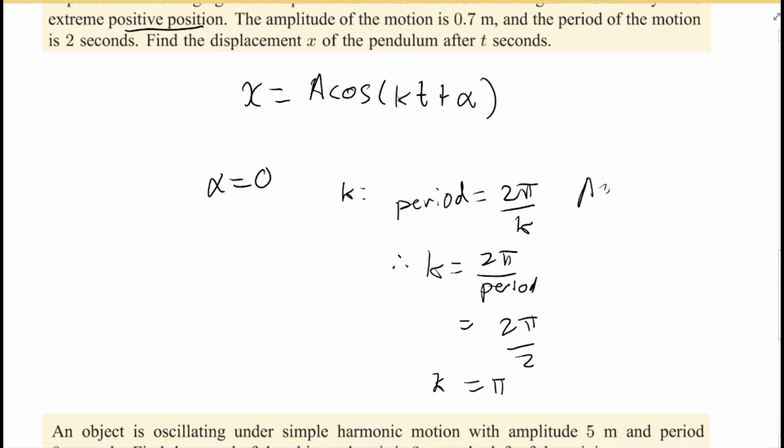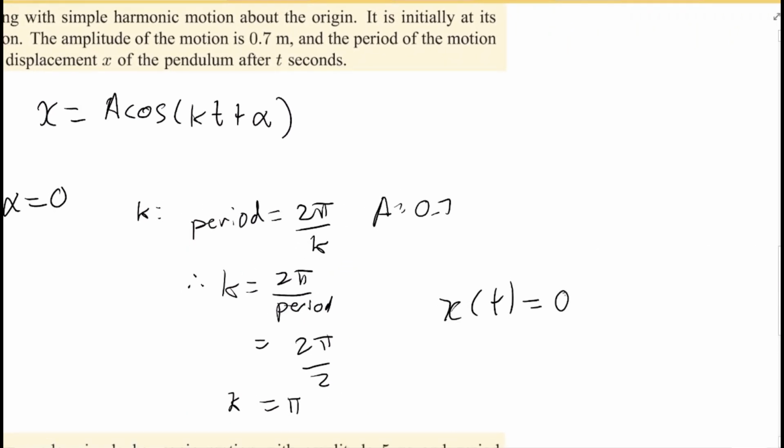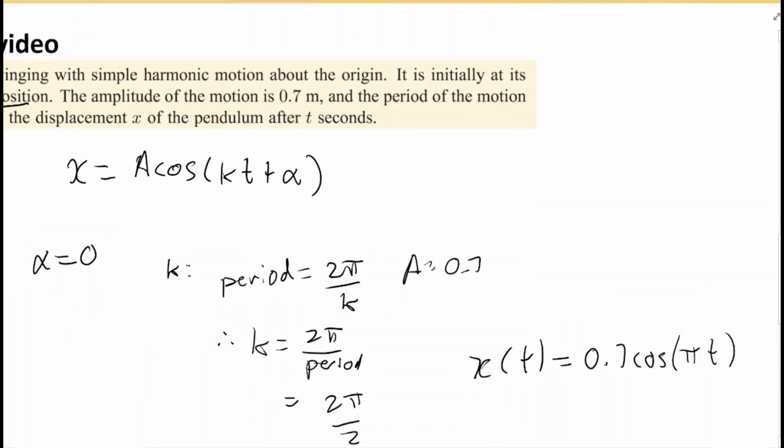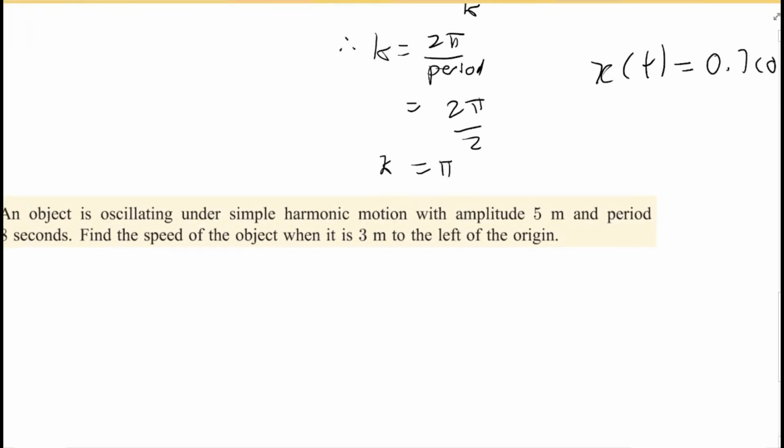Now, our amplitude is 0.7. So our actual function here, x as a function of time, so position as a function of time, equals 0.7 cos of pi t, or pi t plus 0, but realistically, just pi t is fine.